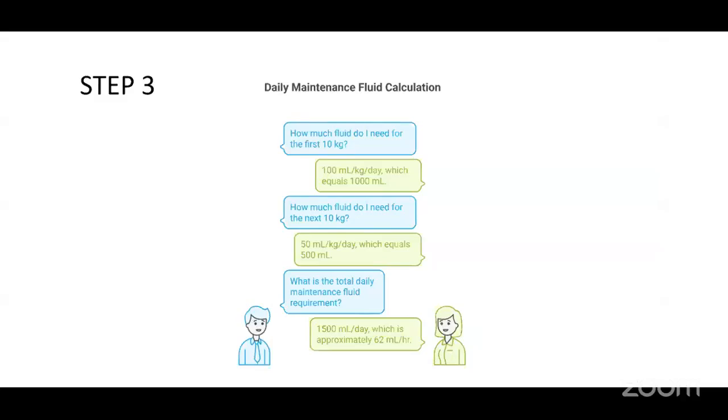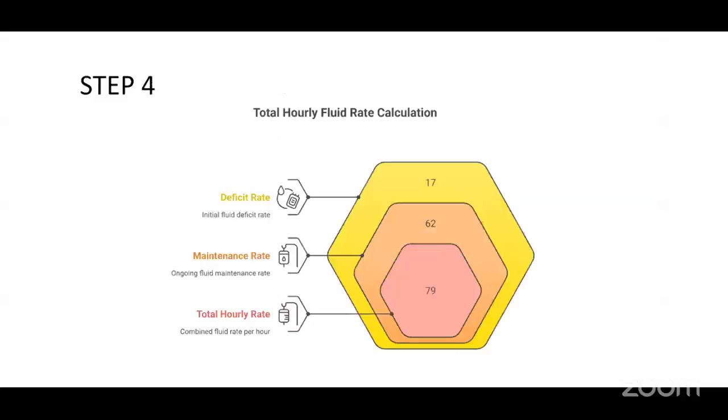So total hourly, now coming, this was fluid calculation per 24 hours. Total hourly fluid rate calculation is the deficit rate, 17 ml per hour, plus the maintenance rate for this child, which is 62, and the total hourly rate is 79 ml per hour.